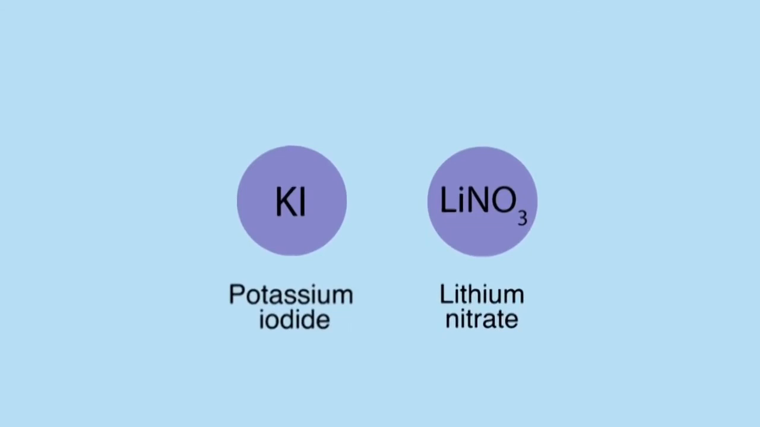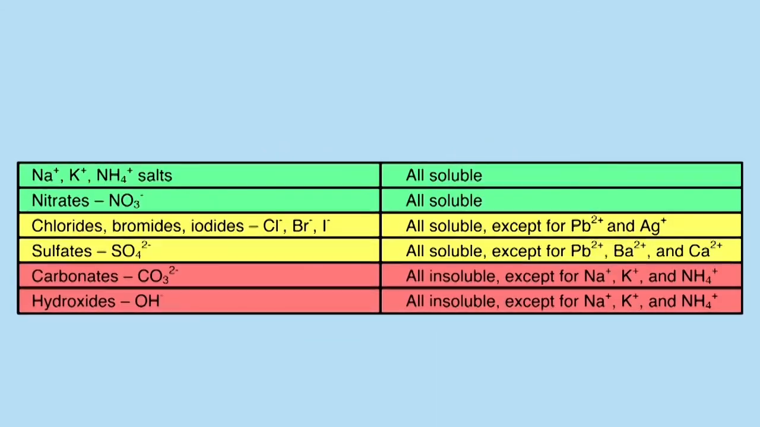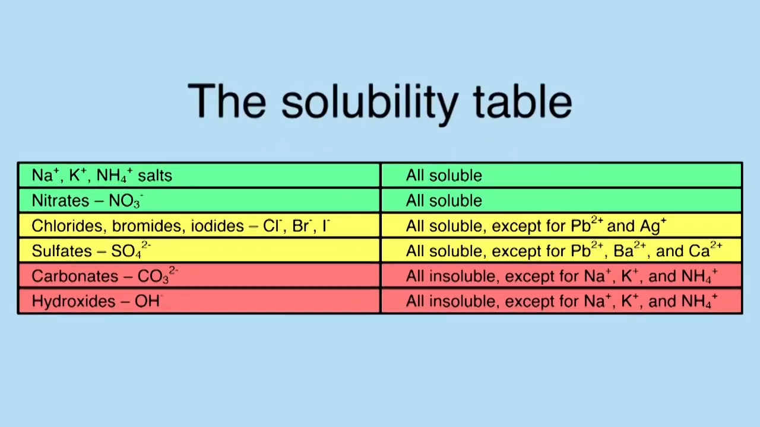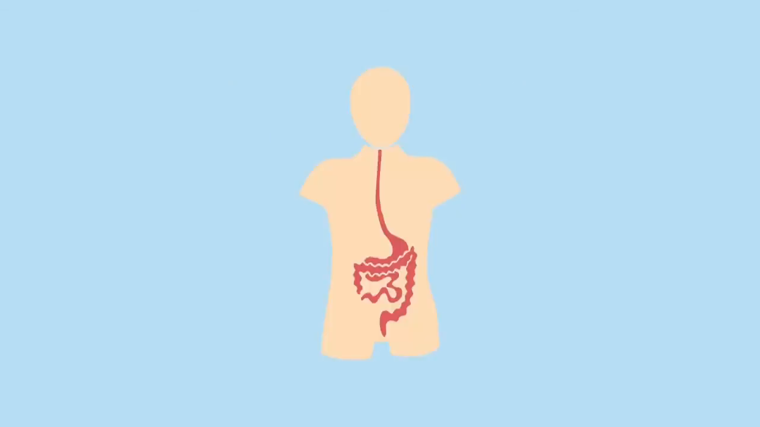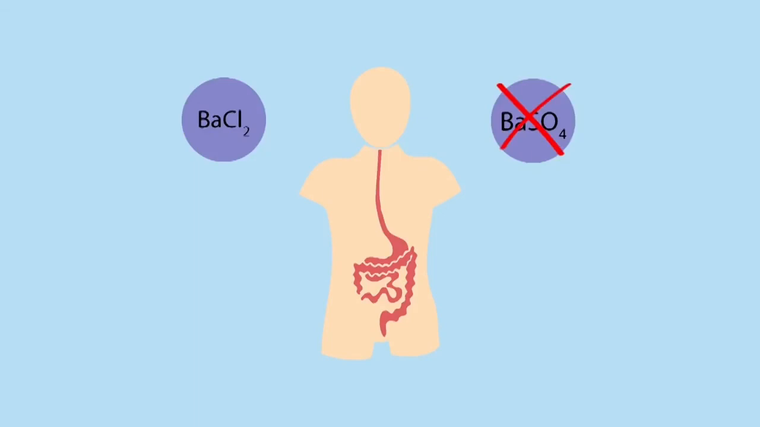Although it is recommended that you learn these solubility rules, chemists have combined this data into a table called the solubility table. Why is this important, you might ask? Imagine you had to X-ray your gastrointestinal tract and were given a solution of barium chloride instead of a suspension of barium sulfate. Barium ions are inherently toxic, and this could lead to many complications and even death.